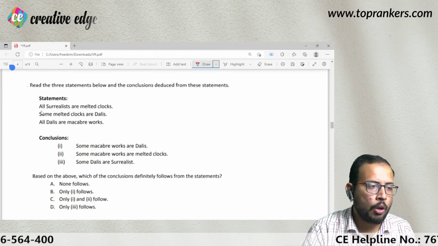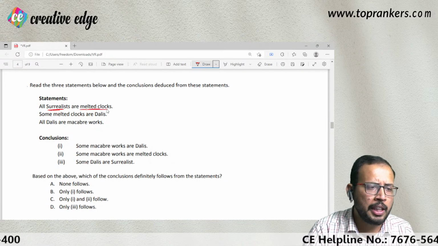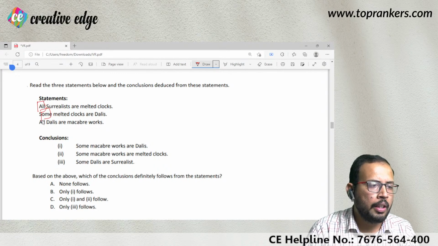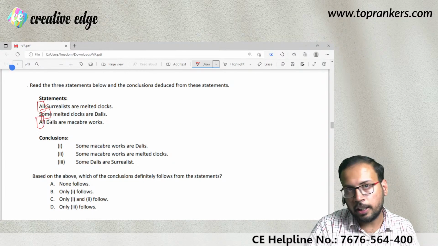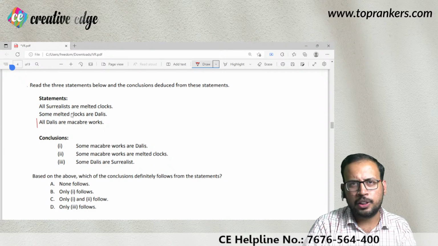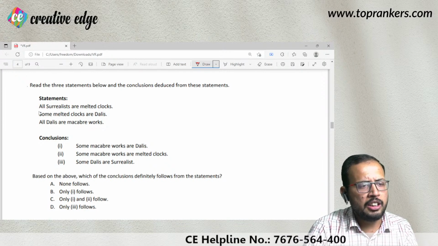The question reads that all surrealists are melted clocks. So we are not interested in the keywords that have been given, but we are interested in all, some, all. These are the keywords that I'm interested in rather than the surrealist, melted clocks. I'm not going to entertain too much of this. तो यहाँ पर all surrealists are melted clocks.